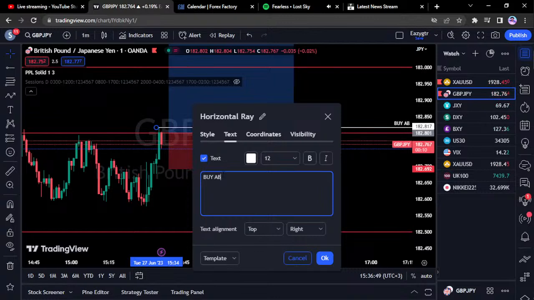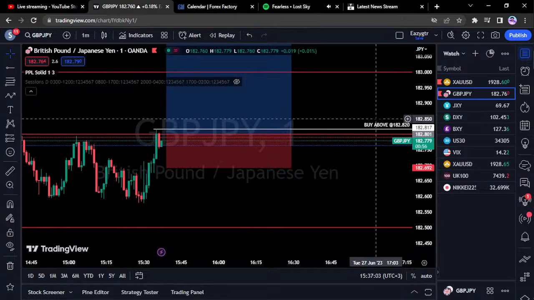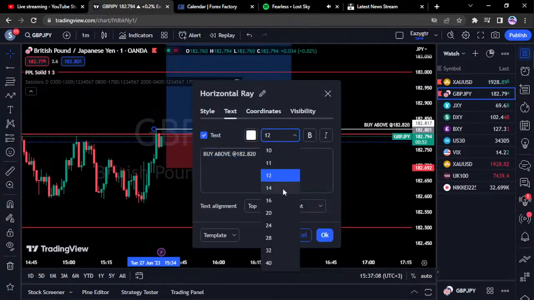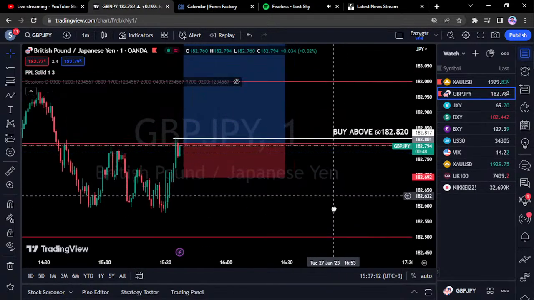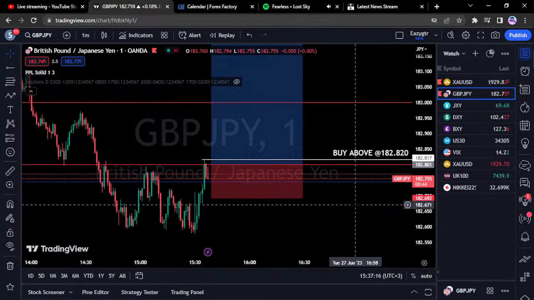So buy above 182.820. So this is what we are watching right now. Let me increase the font size. So yeah, this is what we'll be looking at.